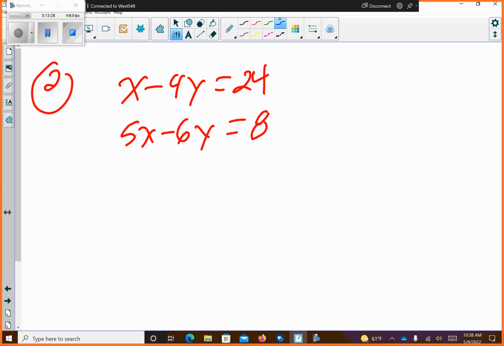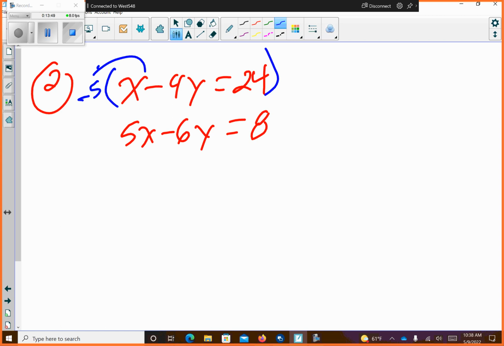Do what? Which one do you want? What letter do you want to get rid of? You want to get rid of x? So do what with 5? I like what you're thinking. Negative 5. Good. I like it.